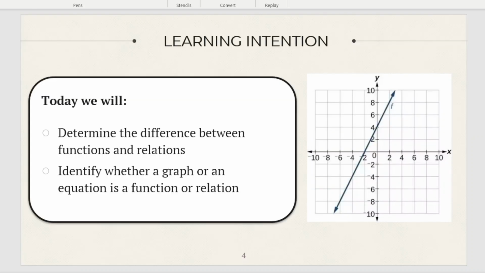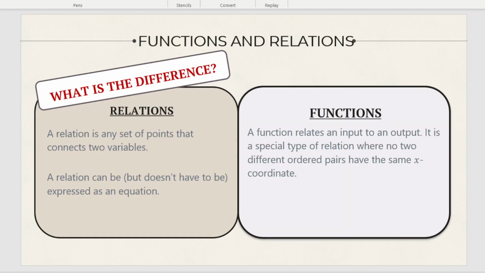Alright, so today we're looking at the difference between functions and relations. We're going to have a look and see if we can identify whether a graph or an equation is a function or a relation. So what's the difference?